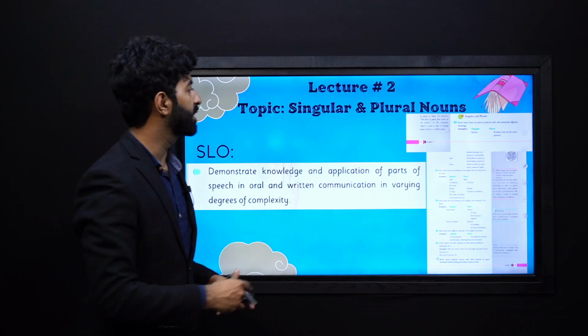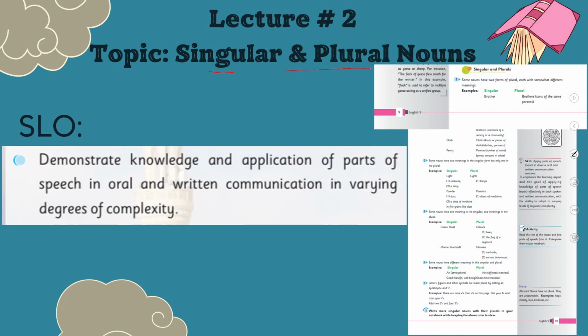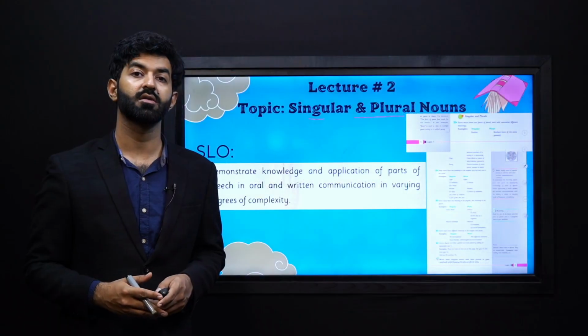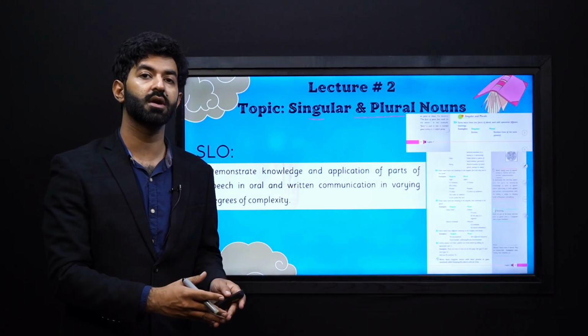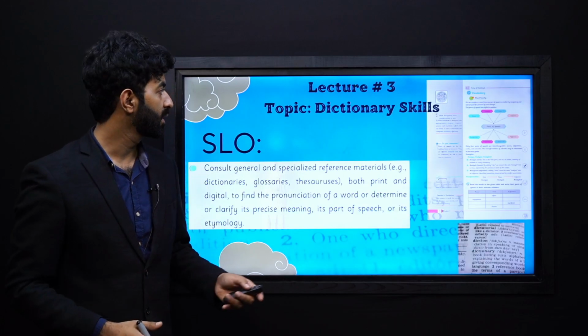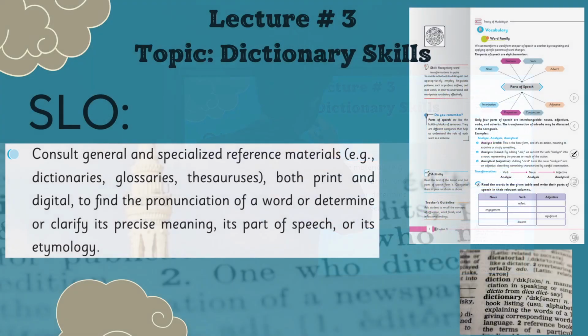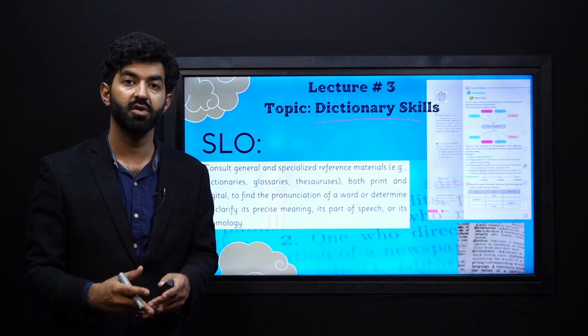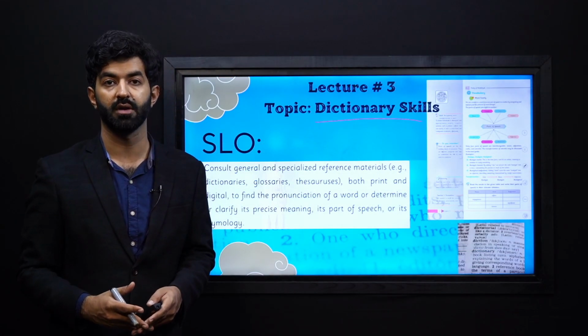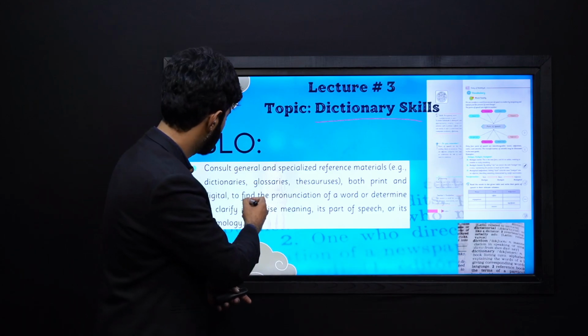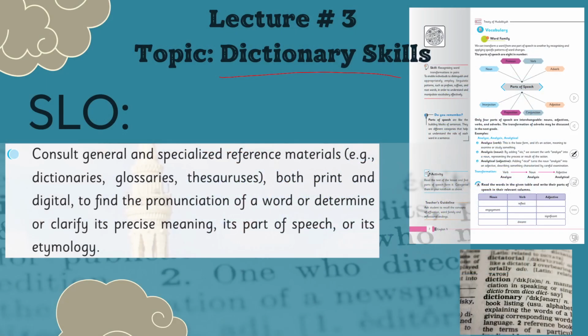In lecture number 2, titled Singular and Plural Nouns, we will be dealing with singular and plural nouns and also seeing the rules for converting a singular noun into a plural noun. Now, in lecture number 3, this will be about dictionary skills, and the SLO says that we need to consult general and specialized reference materials. We will be seeing the use of dictionaries thoroughly in this lecture.